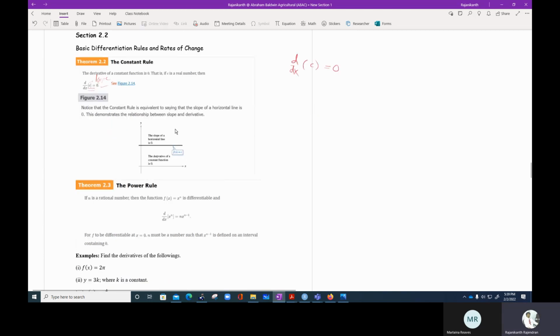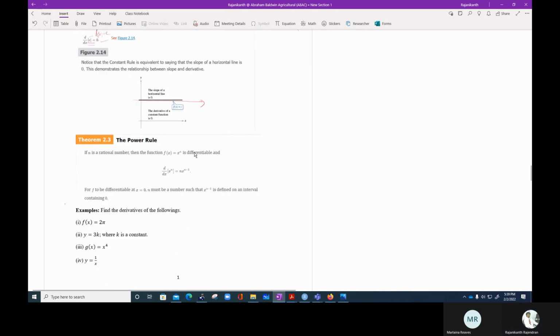The reason is that any constant function could be drawn like a horizontal line. You all know the slope of a horizontal line is 0. That's why the derivative is also 0. Derivative means slope, right? That's going to be 0. Second rule, the power rule. For any power function, with the x variable and a constant power n, the derivative is n times x to the n minus 1.